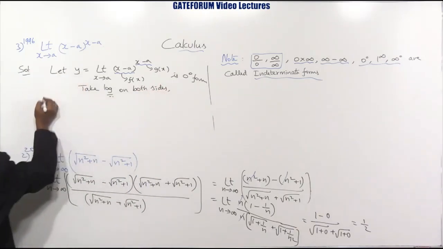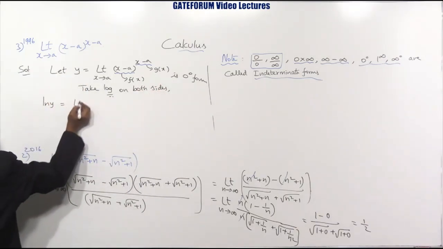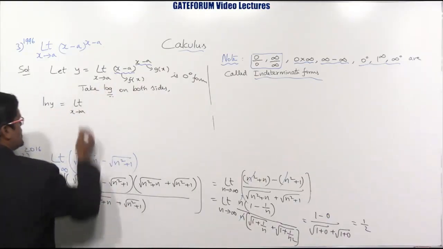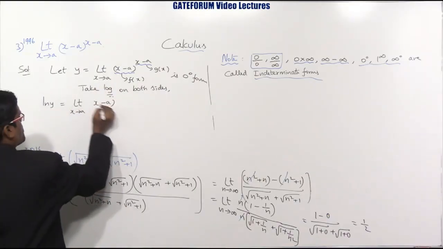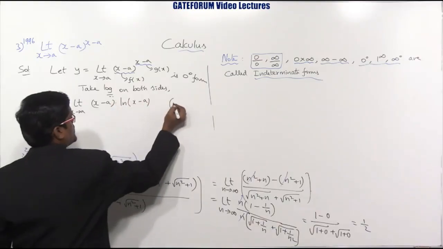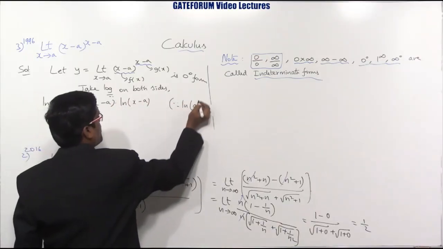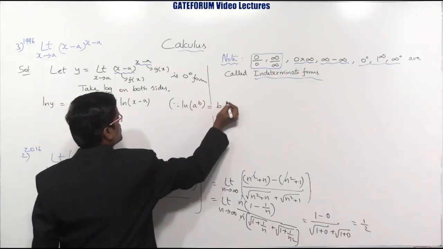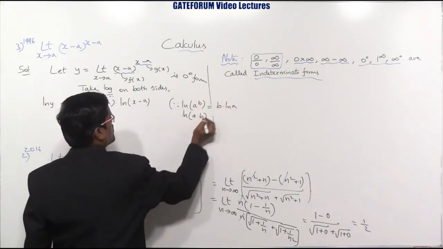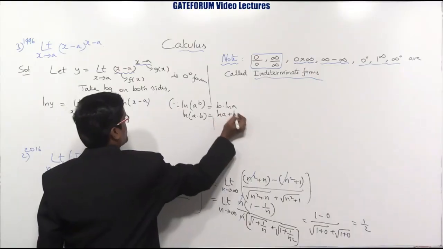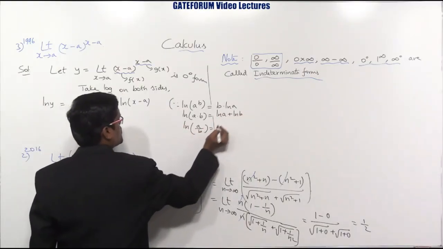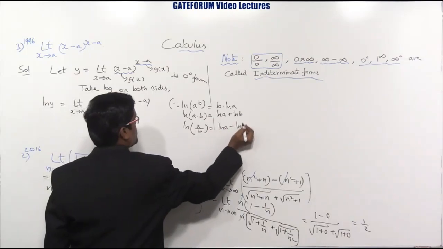Comma. This is log y. According to properties of logarithms, log m power n is n into log m. That is, the power should be pre-multiplied into log of x minus a, since log a power b is equal to b into log a. And log a into b is log a plus log b. Log a by b is equal to log a minus log b.